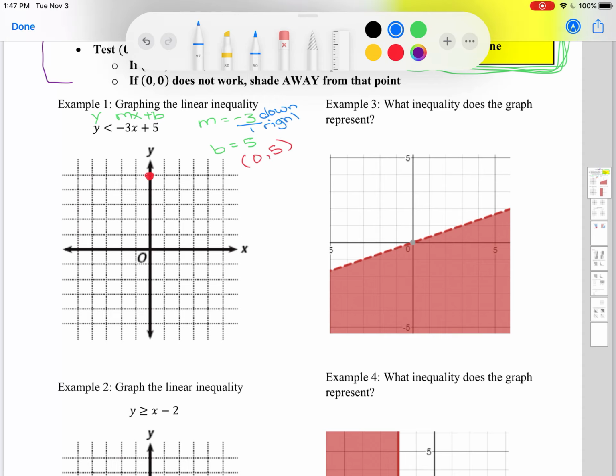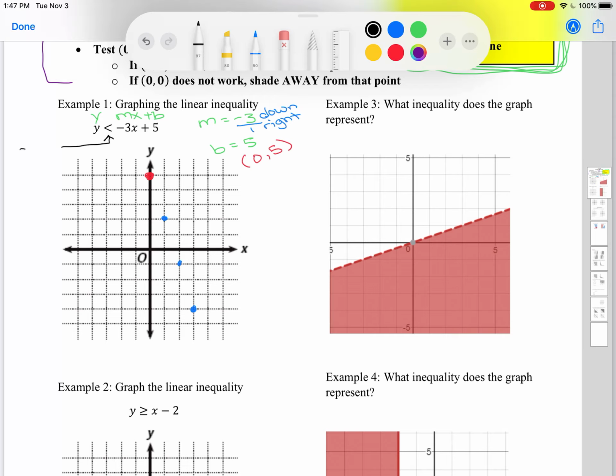As soon as I know this information, I know that I have the coordinate (0, 5) that I can plot, and my slope is telling me that I'm going to go down 3, right 1. Remember, when in doubt, graph it out. We need to know how to make our graphs.